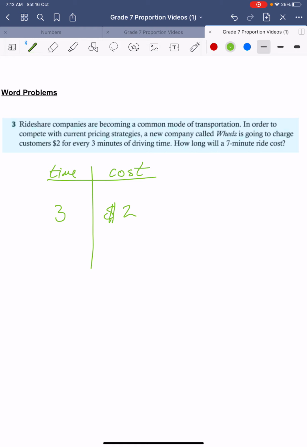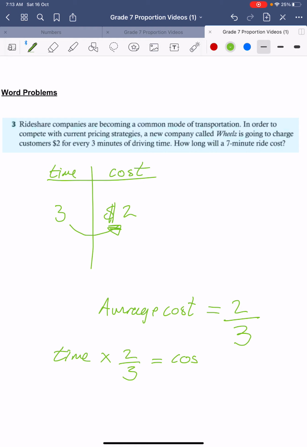Okay, so it'd be nice to work out the average cost. The average cost is $2 divided by 3 minutes. Now you can put that in your calculator, or you can just leave it exactly like this. And so in fact, the rule going from here to here is time in minutes times by 2/3 gives you the cost.